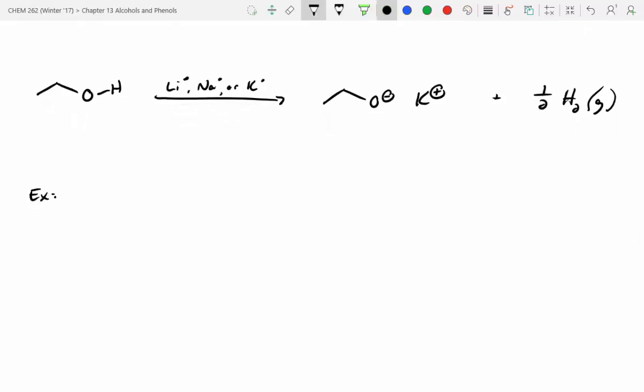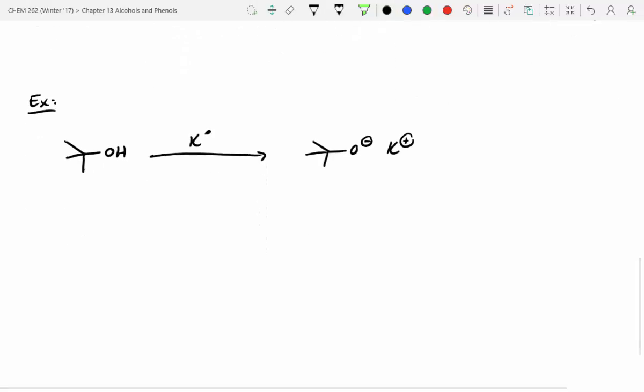So for example, if you wanted to make tert-butoxide, oftentimes what you do is just get a big flask of tert-butanol, and you would just throw in some potassium metal. Potassium is this really dull looking metal. You can cut it with a butter knife and just flake off the potassium into your round bottom flask with your tert-butanol. And when you do this, you can create your alkoxide.